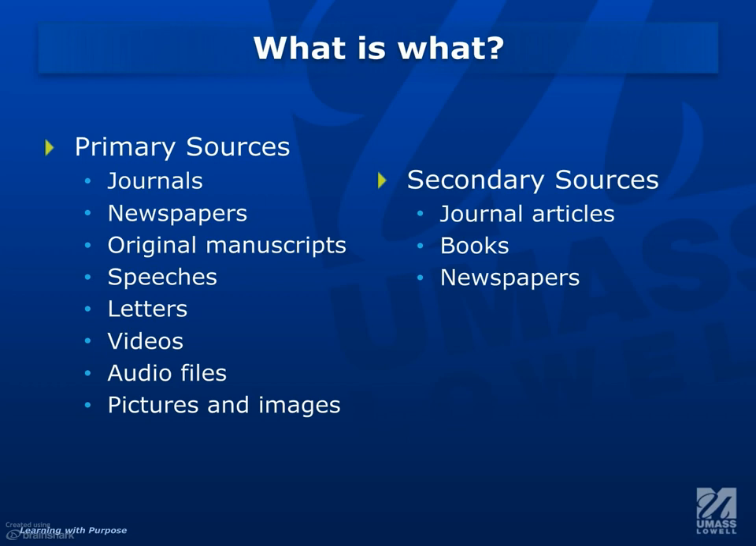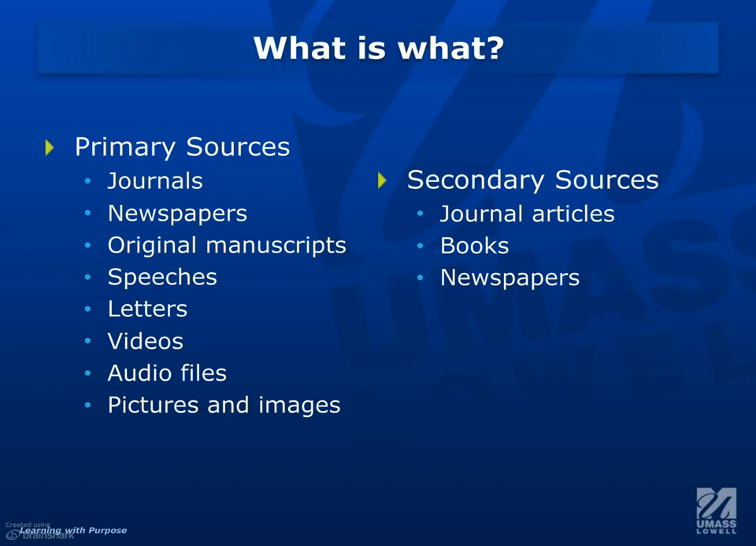In history, primary sources consist of journals or diaries, in this case newspapers, because they provide evidence of an event, original manuscripts, what an author might write as they're preparing a book for publication, or speeches, letters, videos, audio files, pictures, and images. These are all original documents, creating some sort of evidence of something that happened in a time and place or about a person.